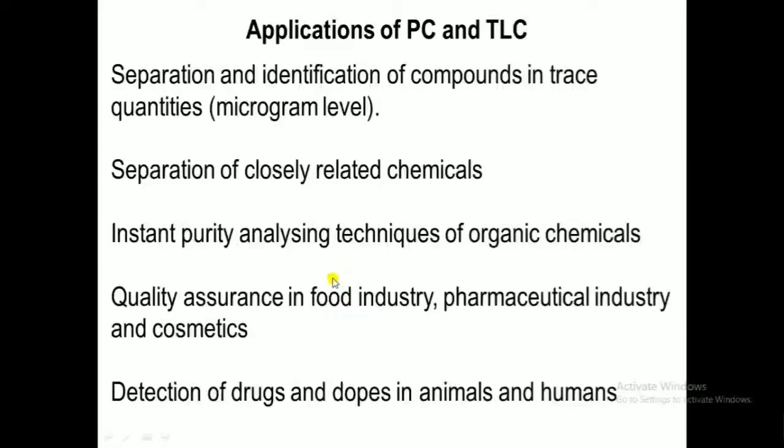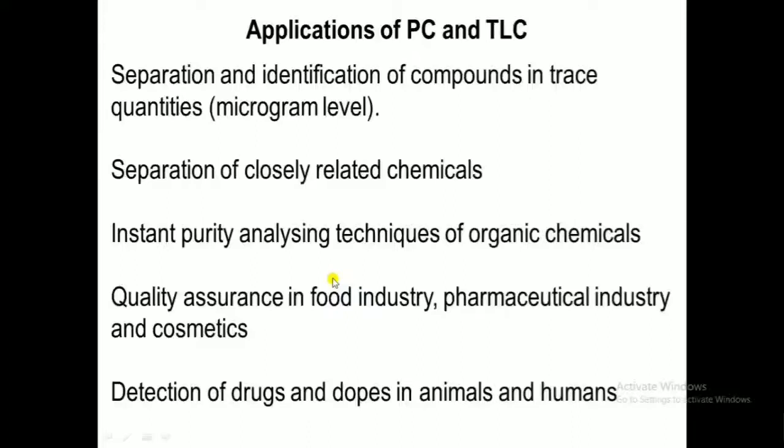Then instant purity analyzing technique for organic chemicals. So that means if you conduct an organic reaction and you want to know how many products are formed, or whether all the reactants are converted to products, you conduct the plane chromatography, paper chromatography or thin layer chromatography instantly. So you take a drop of reaction mixture, spot it on the paper or thin layer, then conduct the chromatography. Suppose if you have only one reactant and after a particular time you get two spots, that means one product is formed. And if you get three spots, that means one could be of the reactant and the other two could be of your products.